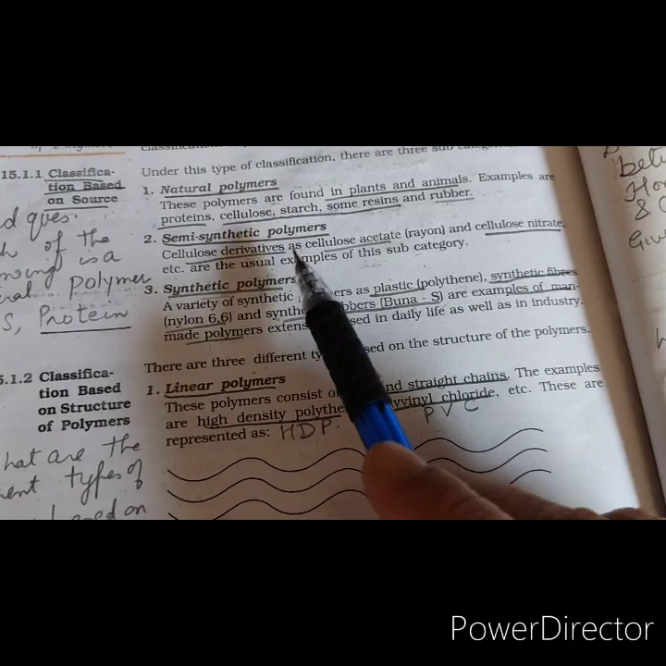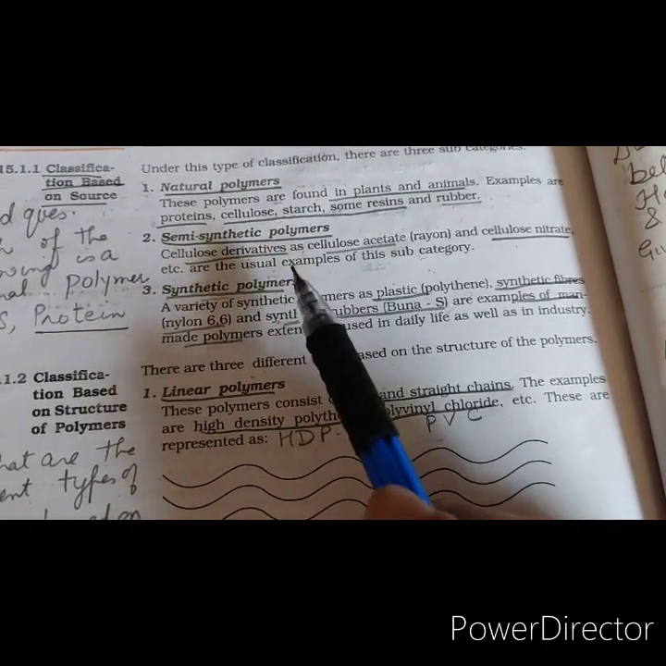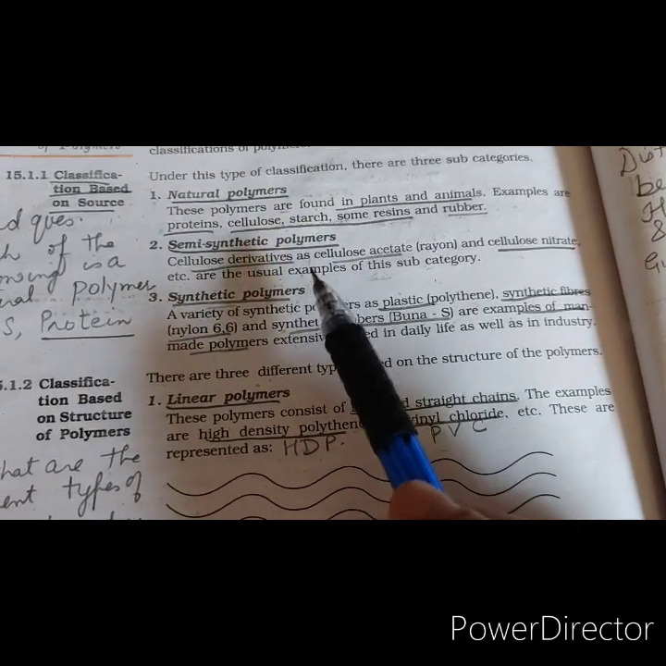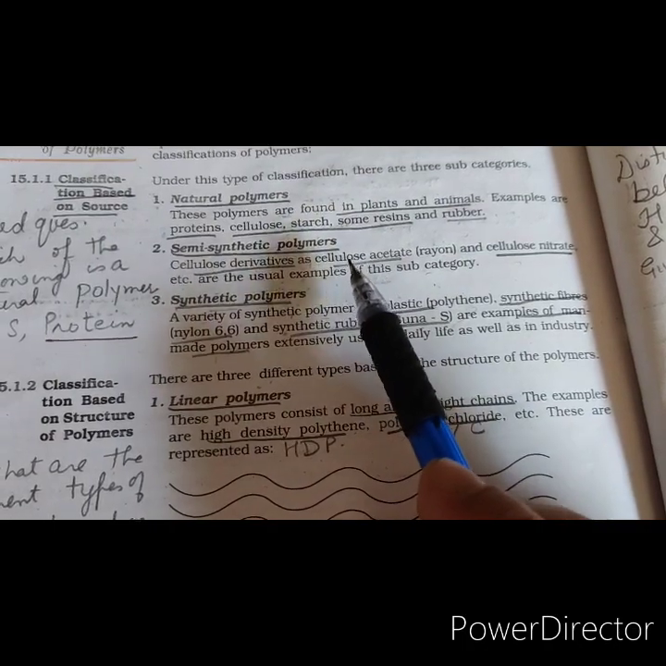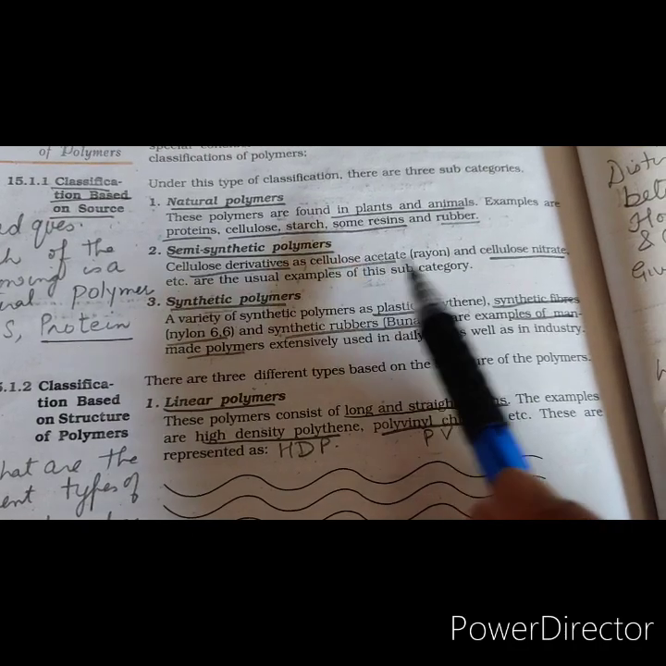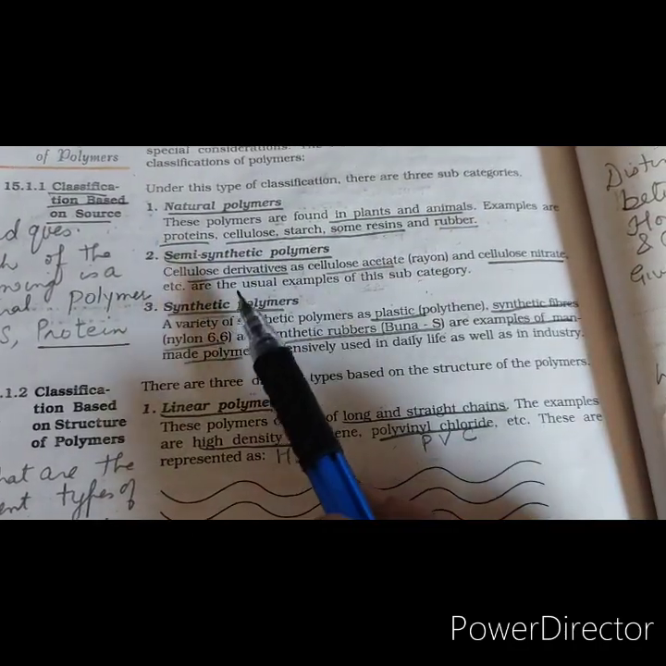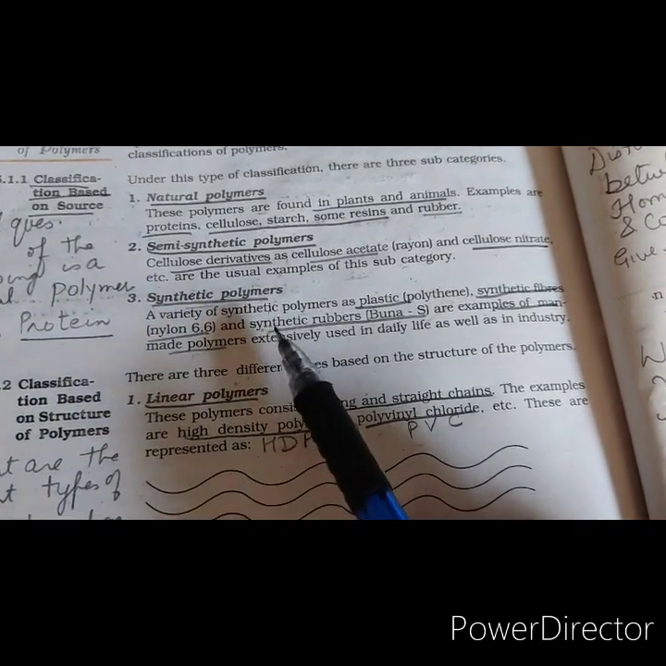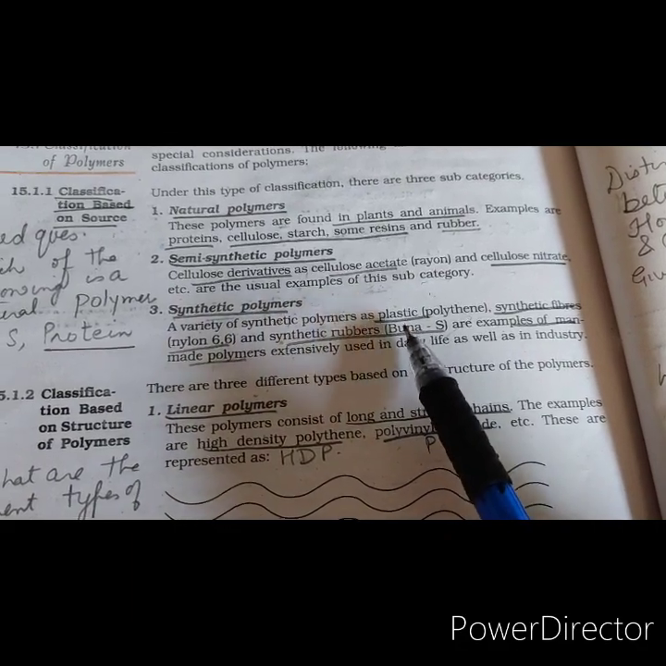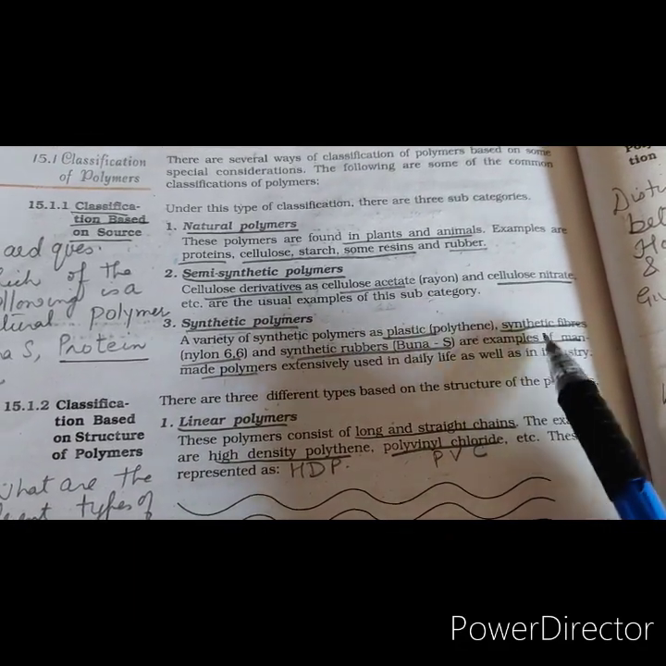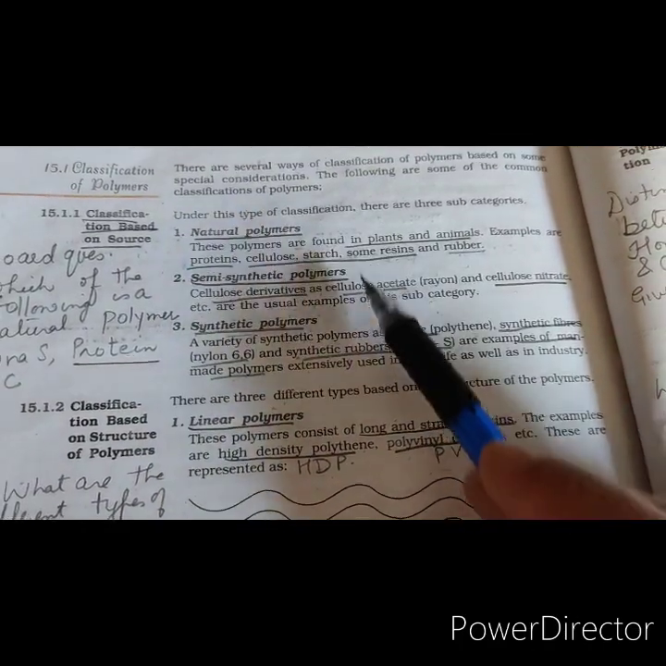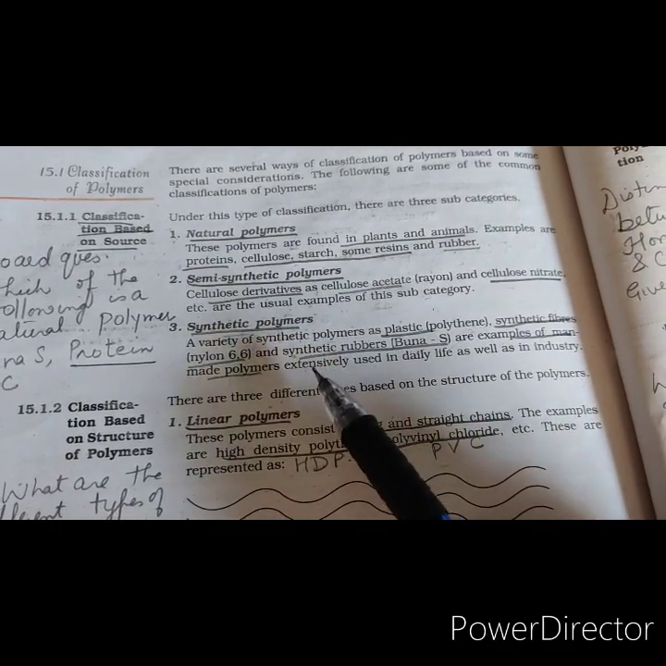Then semi-synthetic polymers. Semi-synthetic polymer means partially they are chemicals and partially they are found from these sources like plants. Cellulose is a plant source. Cellulose is coming from the plants. So cellulose acetate, cellulose nitrate, these are semi-synthetic polymers. Synthetic means totally man-made polymers. The example of such polymer is plastic, polythene is an example. Synthetic fibers, example nylon 6,6. Synthetic rubber, Buna S. So here the classification is on the basis of source, that from where they are coming from.